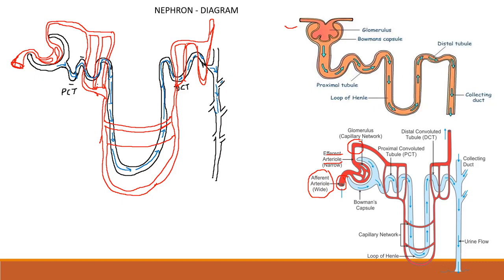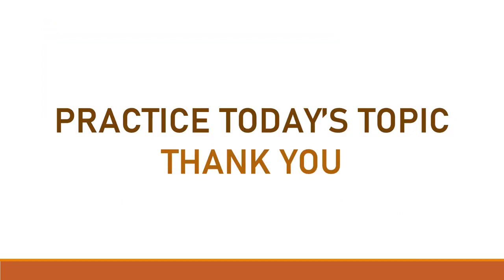So urine is coming from the other nephrons also, and the collecting tubules of these nephrons will ultimately pour fluid in the kidney. Okay, so this is all about your nephron, and this is all about today's session, children. I hope you have learned these important diagrams. So practice these diagrams, and thank you so much.